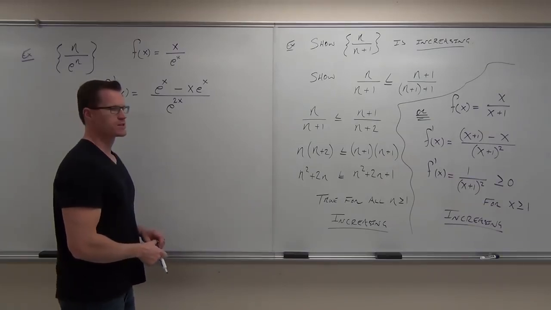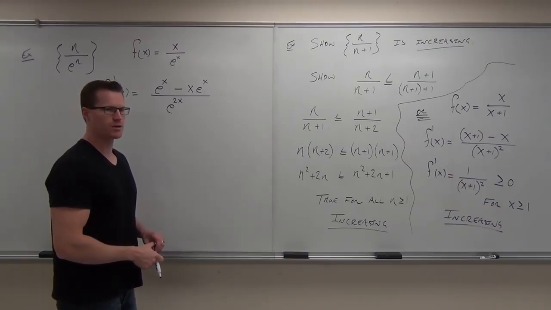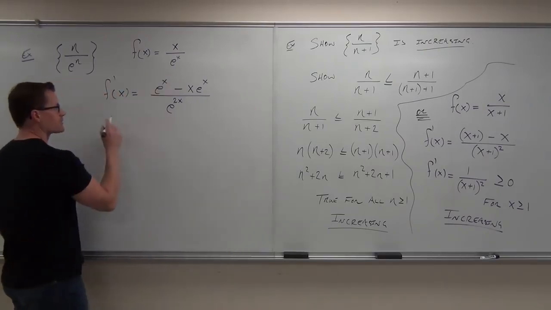Well, that's really hard to see what's going on, so maybe we start factoring and simplifying a little bit. If we simplify this, we can factor out the e to the x.